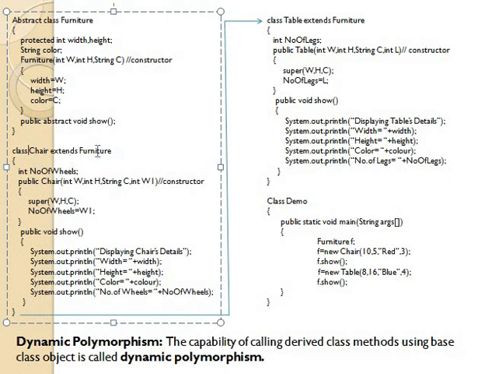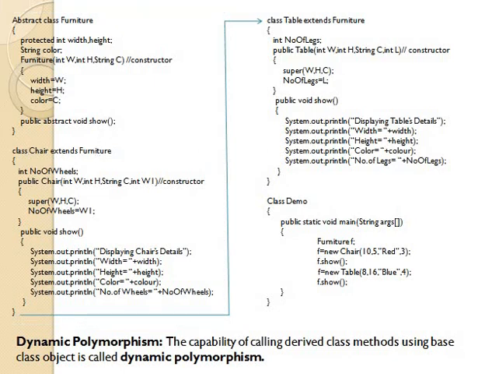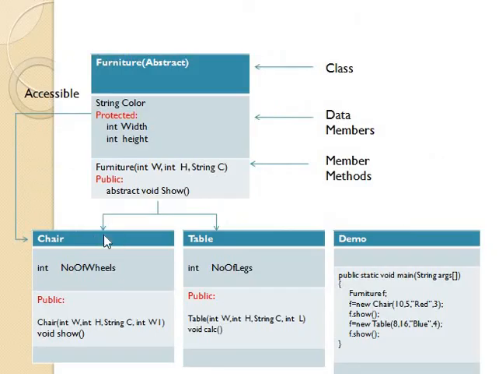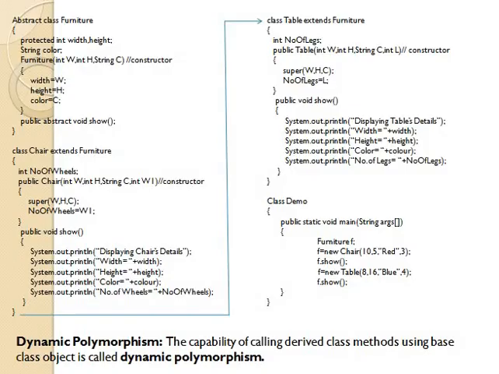Now just after this class called furniture, another class called chair has been declared, and this class extends or inherits the features of the class called furniture, and this is represented here. The class chair inherits or acquires the properties of the abstract base class furniture.